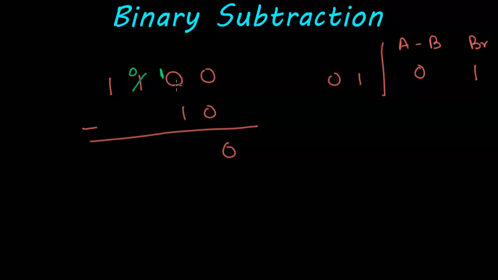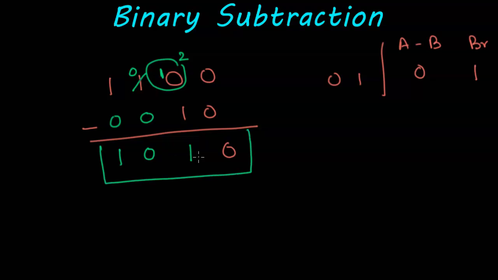Again 1, 0 is basically 2. 2 minus 1 is 1. This 0 is as it is, and here because there's no number, 0 is added. So 1 minus 0 is 1 and hence my answer is 1, 0, 1, 0.